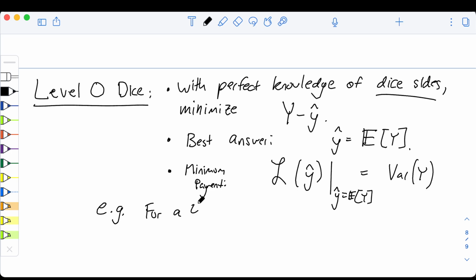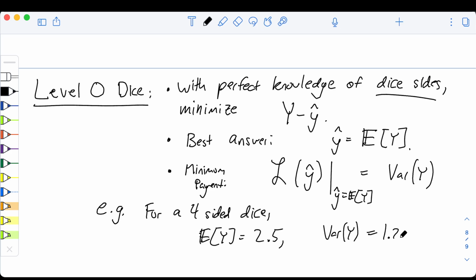For a four-sided dice, the expected value of y equals 2.5, and the variance of y equals 1.25. So the best possible thing is 2.5, that's your best guess, and you have to pay me at least $1.25 every time. Even with the best possible guess, on average I'm taking $1.25 from you every time we play. Sometimes I take less, sometimes more, but on average, this is how much you're paying. That was level 0.